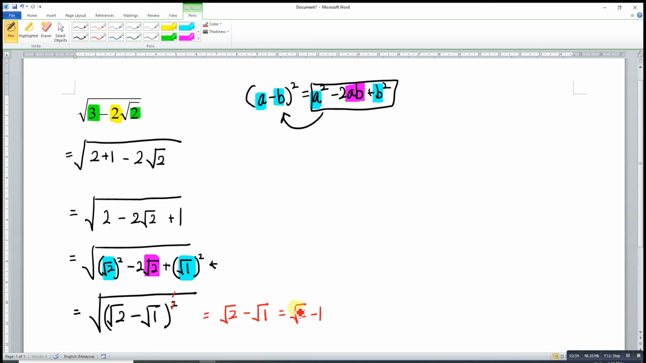This is why the number in front must be bigger than the number behind. Because the square root of any number must be positive. We have to make sure the answer is positive. So we put the bigger number in front and the smaller number behind.